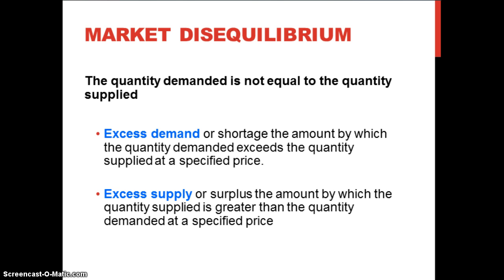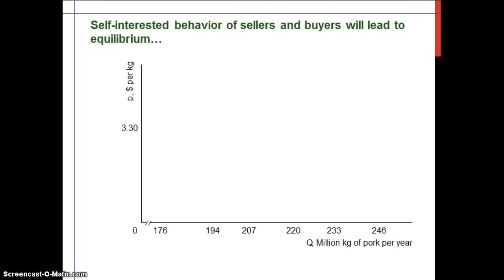In excess demand, quantity demanded exceeds the quantity supplied at the specified price. On the other hand, in excess supply, the quantity supplied is greater than the quantity demanded. Under this market disequilibrium, efficient allocation decisions cannot be achieved. So in the next slide, we'll see how interactions of demand and supply can solve this market disequilibrium.